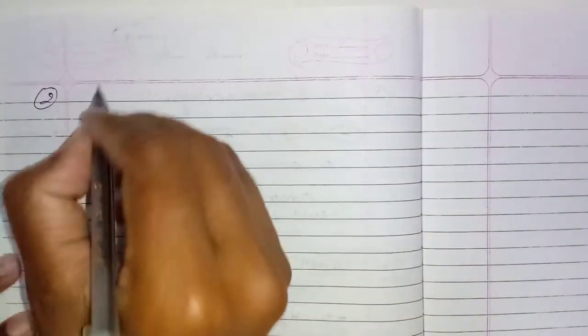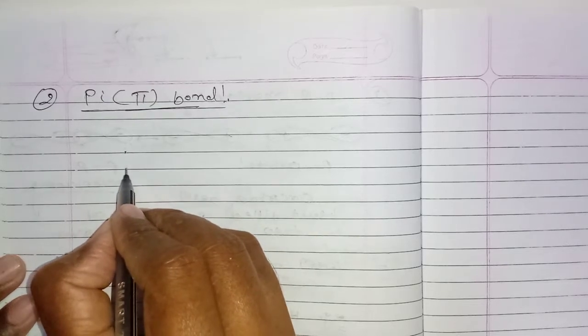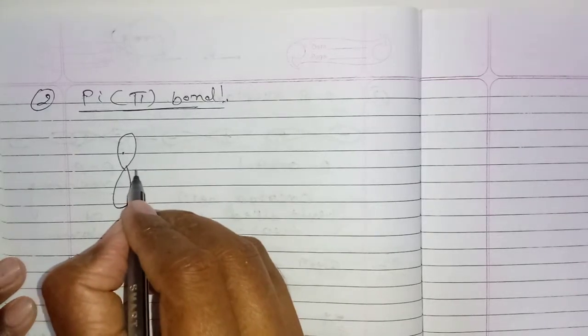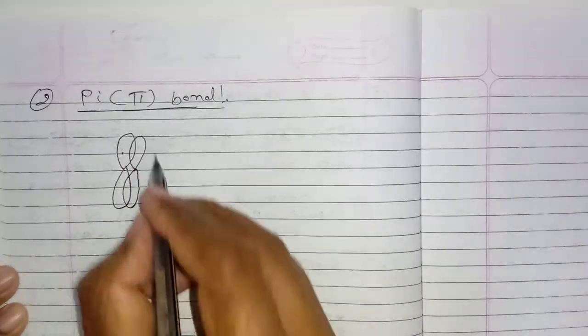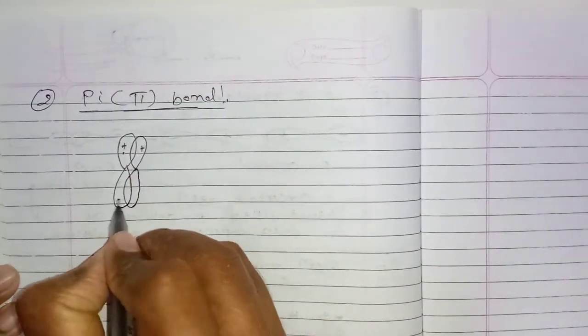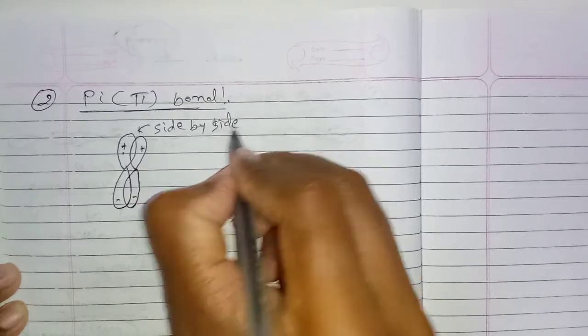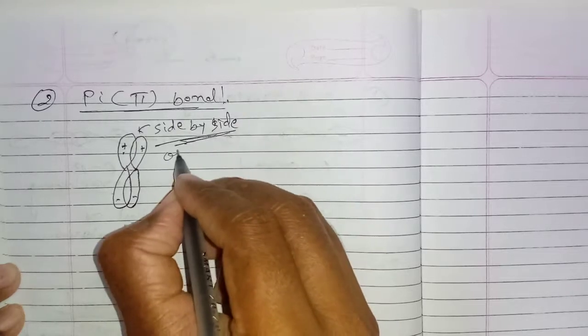Now second is pi bond. First of all, here is a p orbital and another p orbital. The overlapping of p orbitals is side by side, side-by-side overlapping.